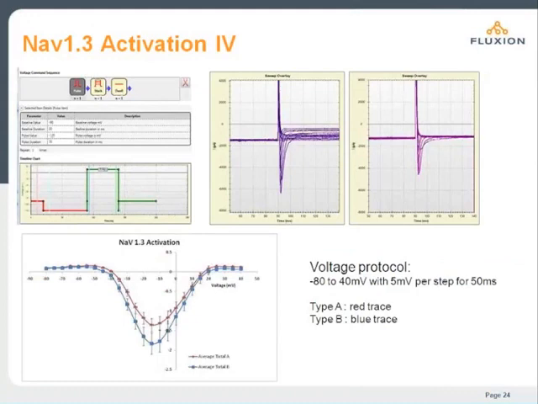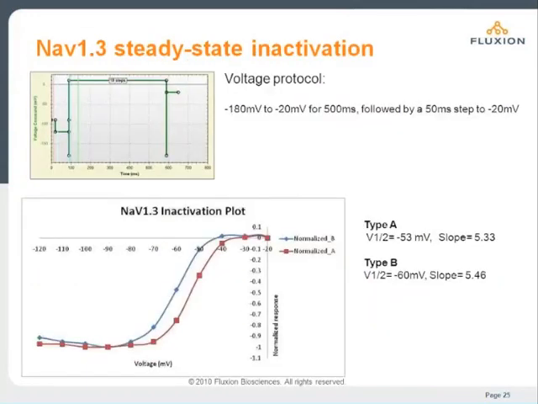Looking at the activation of a different NAV, NAV 1.3, again done in the ensemble mode on an IonFlux 16. In this particular experiment, two variants were being compared. While there's a slight difference in current amplitude, we don't see any difference in the activation kinetics. In contrast, looking at the steady state inactivation, we do see a difference in the inactivation properties.